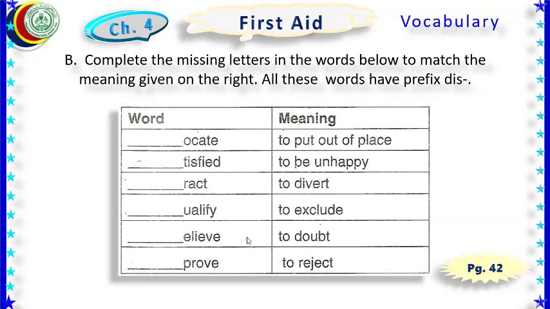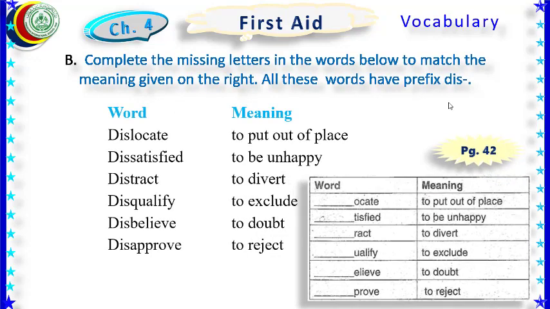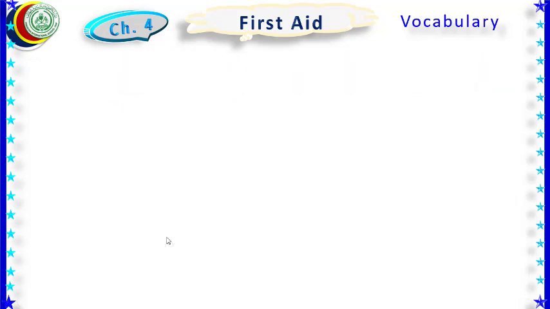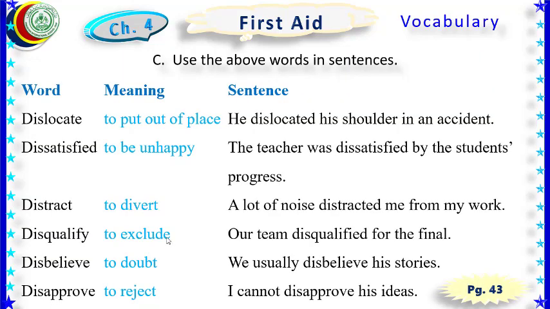Dear students, this is exercise B. We are set to complete the missing letters in the words below to match the meaning on the right. Okay, let us do it. The first word will become dislocate. Next, dissatisfied, distract, disqualify, disbelieve, disapprove. They are all completed here in this exercise. In the next exercise, we are set to use them in our sentences.